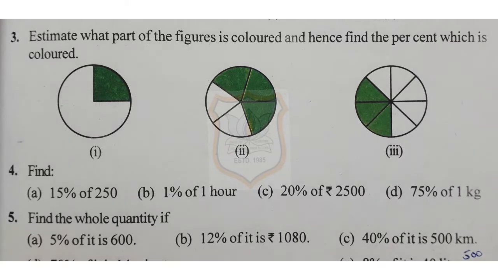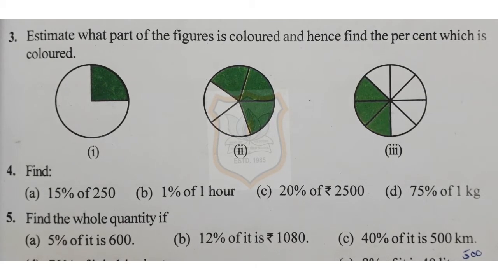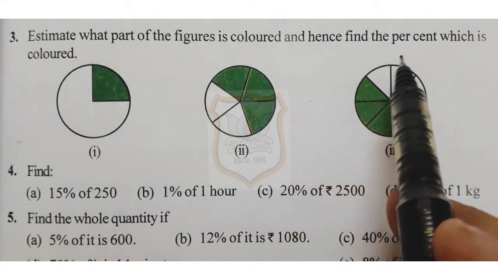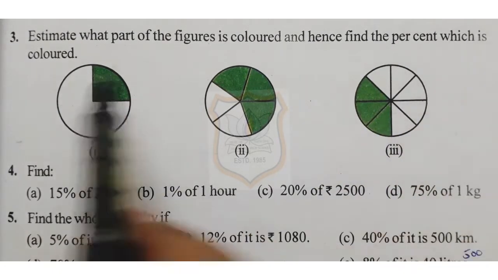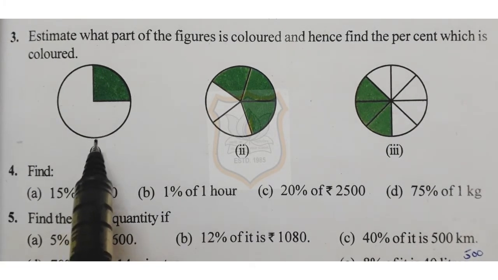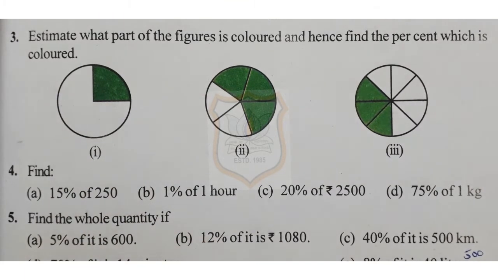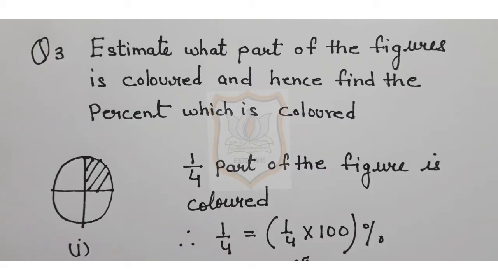Now students, we will solve the third question of exercise 8.2. The third question is: estimate what part of the figure is colored and hence find the percent which is colored. It means in this question you have to find the percent of this colored part. So this is the solution of the third question.